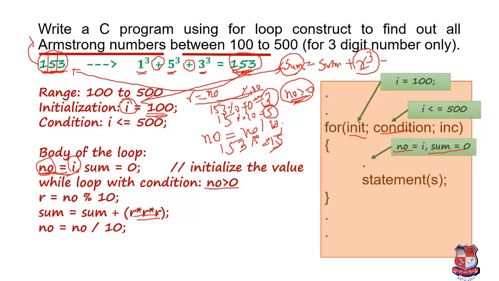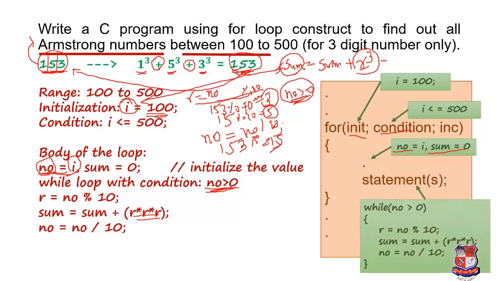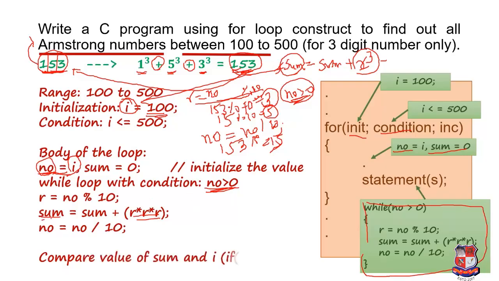These three statements are executed again and again till the value of number is greater than 0. If the value of number is 0 or less than 0, then this loop will terminate. So we'll write all this as a while loop inside our for loop, inside our outer loop. Now I have to compare the value of this sum with our original number.